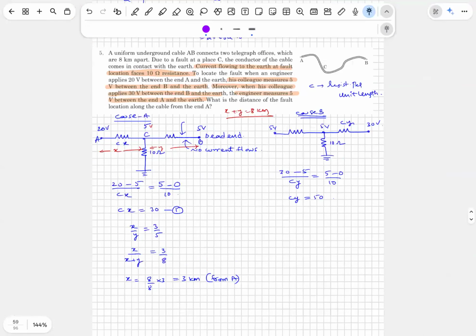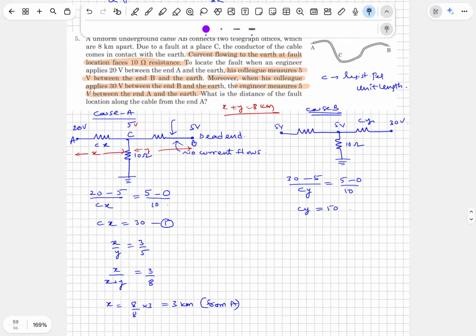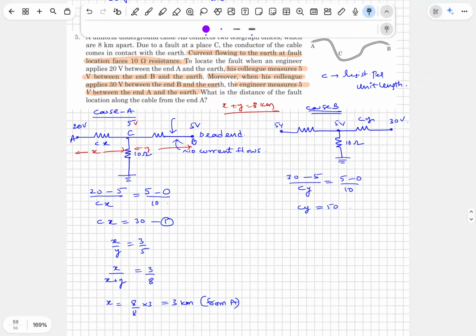When you have done the grounding part here, the entire current will go like this. This is open. One minute.